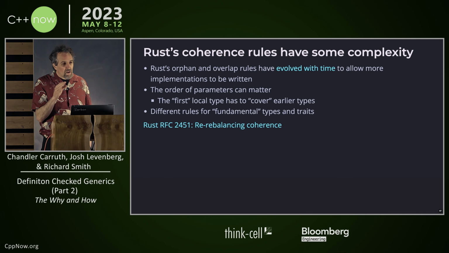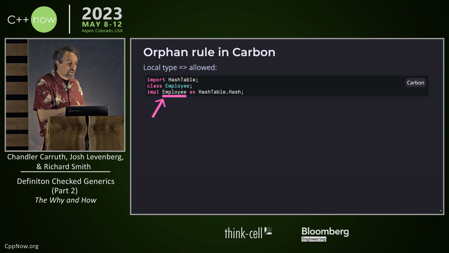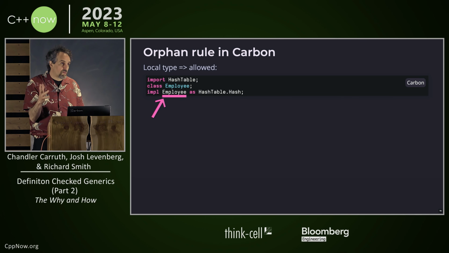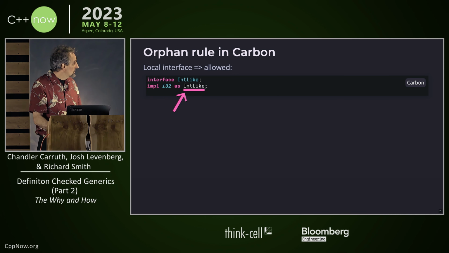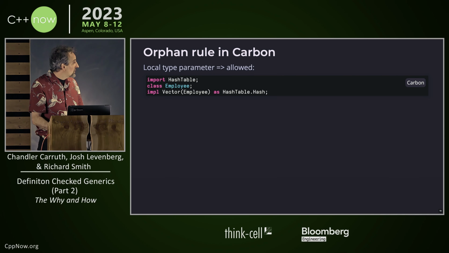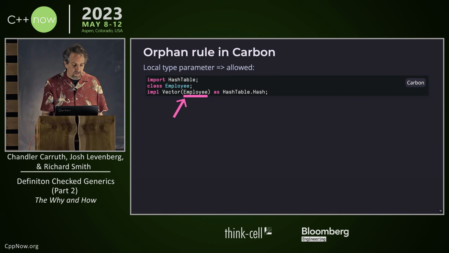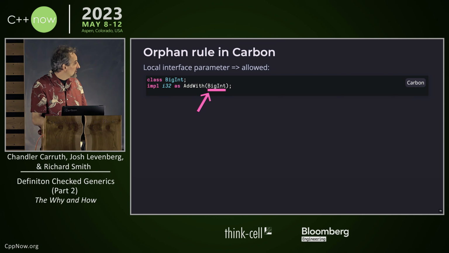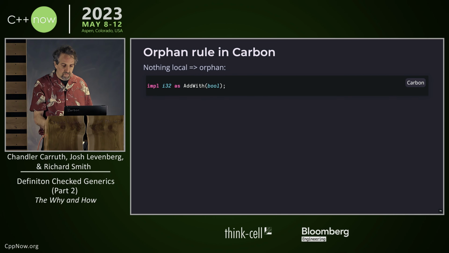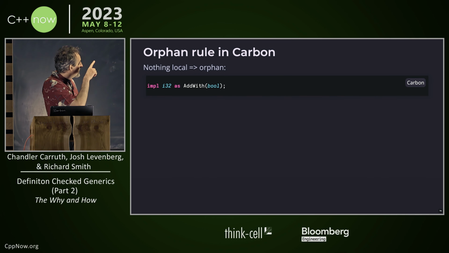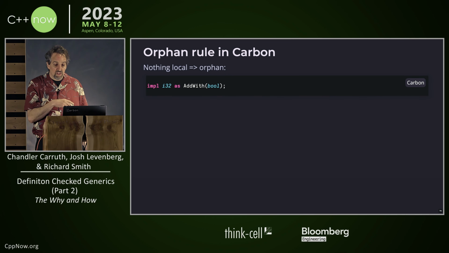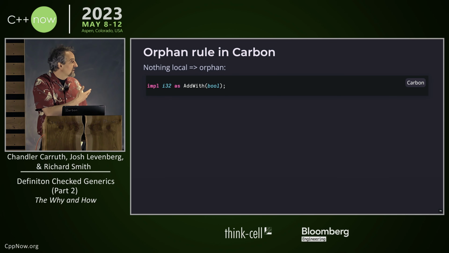So just like in Rust, a local type means it's allowed. Similarly, a local interface is allowed, but also a local type parameter would be allowed, or a local interface parameter. That's all good. But in this example, all of these types and interfaces are built into Carbon. So there's nothing that would be forcing a library that contains this implementation to be imported in cases where it would apply. So nothing is local, it's an orphan, and that's an orphan error.